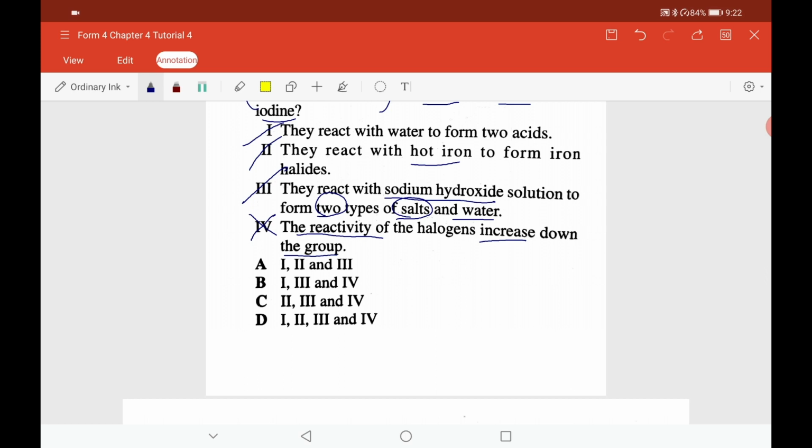So number 4, the reactivity increases going down the group. This is wrong. For group 17, going down the group, it becomes less and less reactive. Only group 1, going down the group, becomes more and more reactive. So 4 is wrong. So 1, 2, 3 only. So the answer is A.